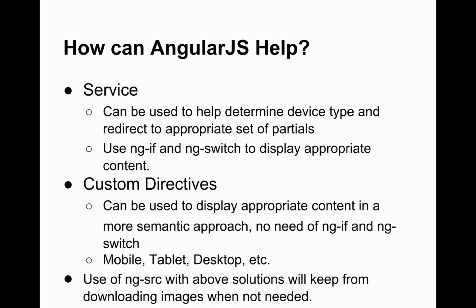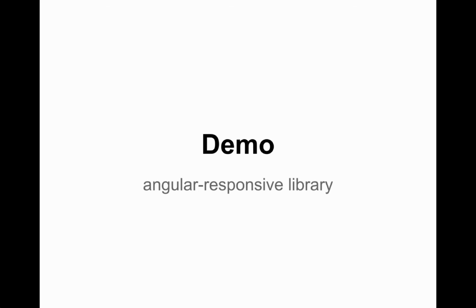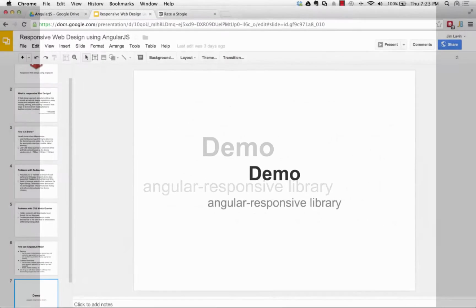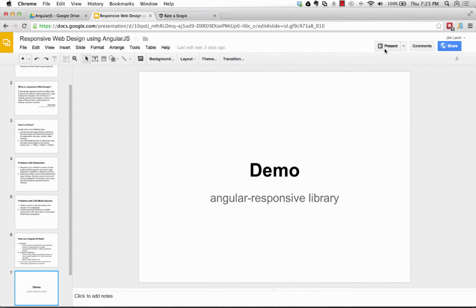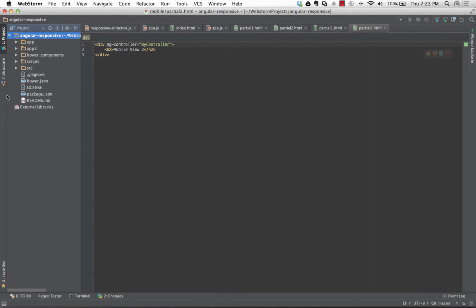So I'm going to go through two different versions. The first one is the redirect by using a service, and we're going to feed that into our route configuration. At the time we set up our routing, we're going to determine: are we a mobile device or a tablet? And then we'll redirect everything appropriately. So let me switch over here to WebStorm.